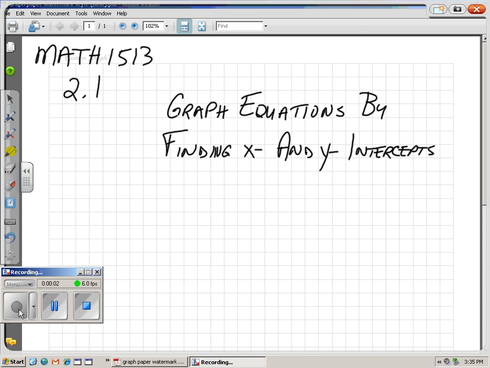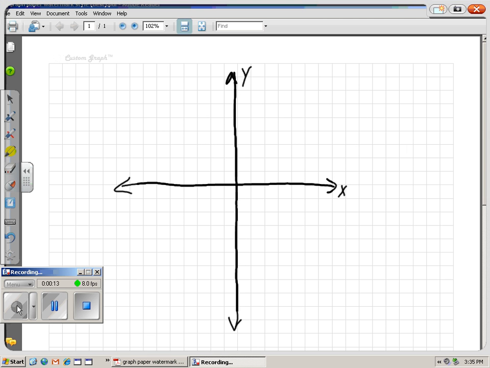All right, this is Northern Oklahoma College Algebra, Math 1513. I'm on Chapter 2, Lesson 1. We are graphing equations by finding the x and y intercepts. Now, what is an x and y intercept?